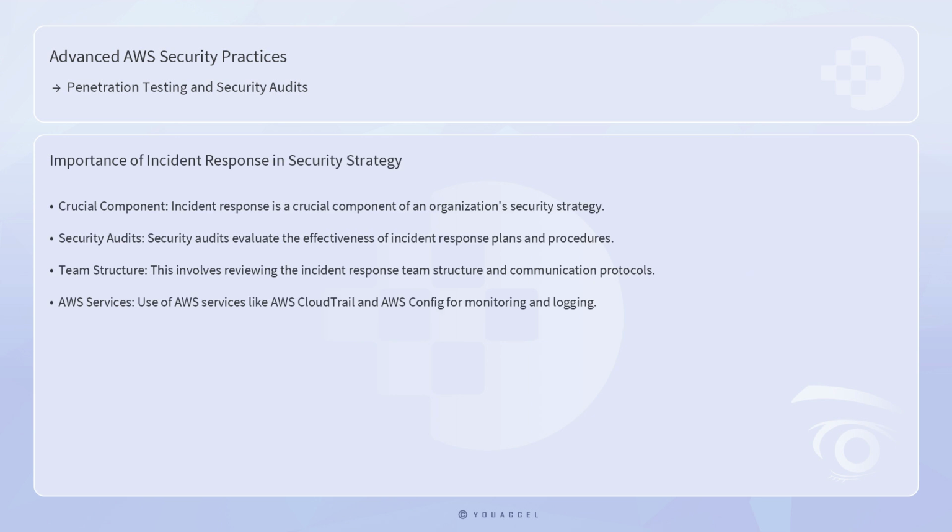Incident response is a crucial component of an organization's security strategy. Security audits evaluate the effectiveness of incident response plans and procedures, ensuring that the organization is prepared to respond to security incidents promptly and effectively. This involves reviewing the incident response team structure, communication protocols, and the use of AWS services like AWS CloudTrail and AWS Config for monitoring and logging. Regularly testing and updating incident response plans is essential for maintaining an effective security posture.